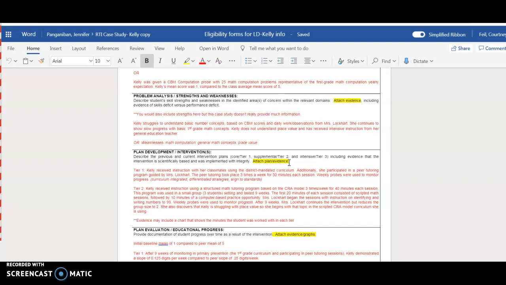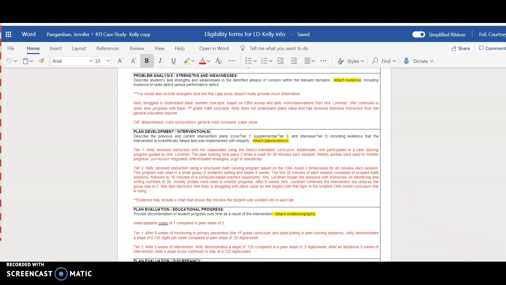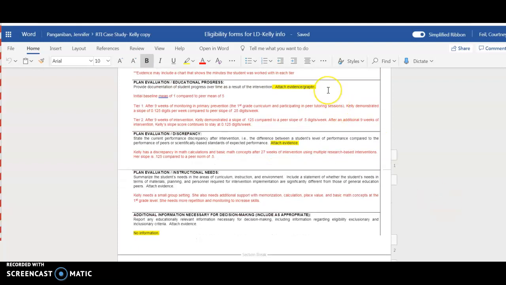As you can see below, we talked about the Tier 1 services that Kelly received in her classroom, along with the Tier 2 services that she was receiving. Evidence could include a chart that shows the minutes that the student was worked with within each tier. The next section in the plan evaluation is the educational progress. Here's where you're going to provide documentation of the student's progress over time as a result of the intervention. And again, you're going to want to attach evidence or any graphs that you have completed.